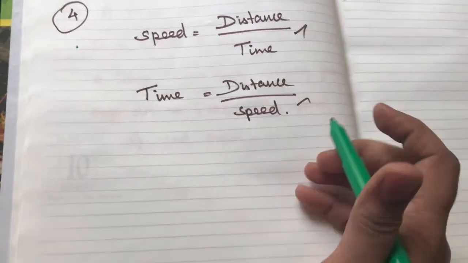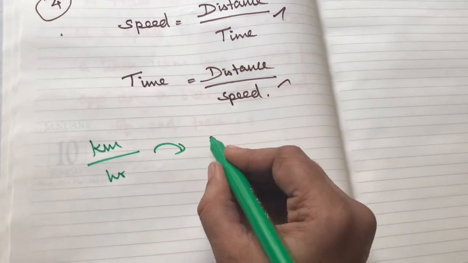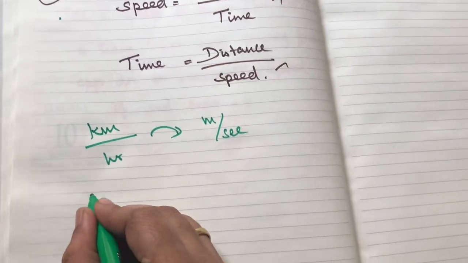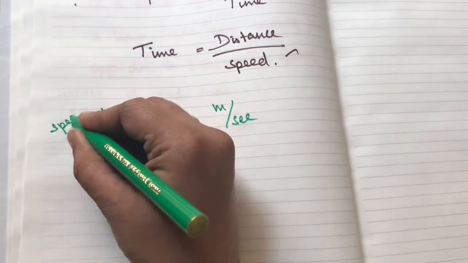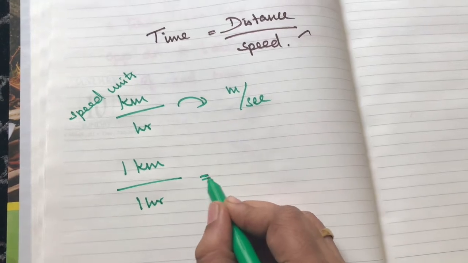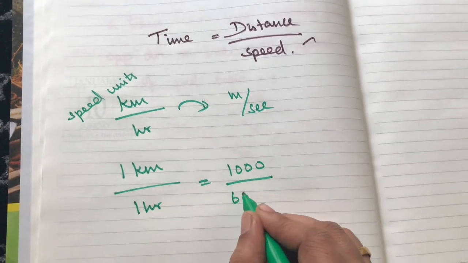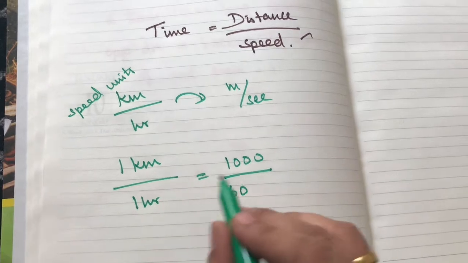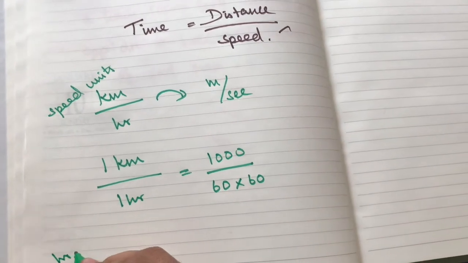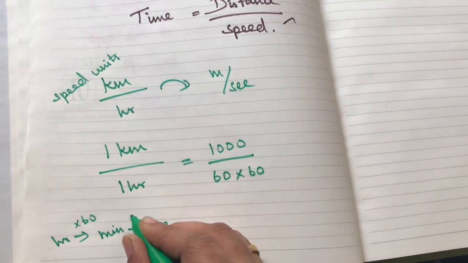Okay, and one more point I need to tell you. Many have a doubt about kilometer per hour to meter per second. How can I change kilometer per hour to meter per second? This is all about speed units. So I can easily write 1 kilometer by 1 hour equal to, I can write this kilometer as 1000 by 60. I'm just changing hours to minutes, 60, and again minutes to seconds. Like hour to minute means into 60, minute to seconds means into 60.